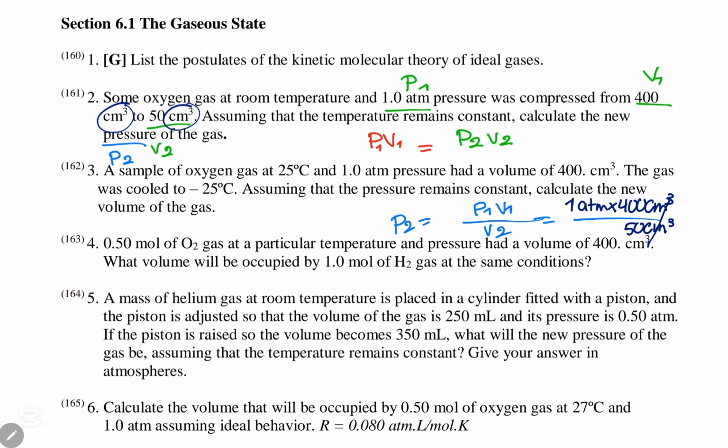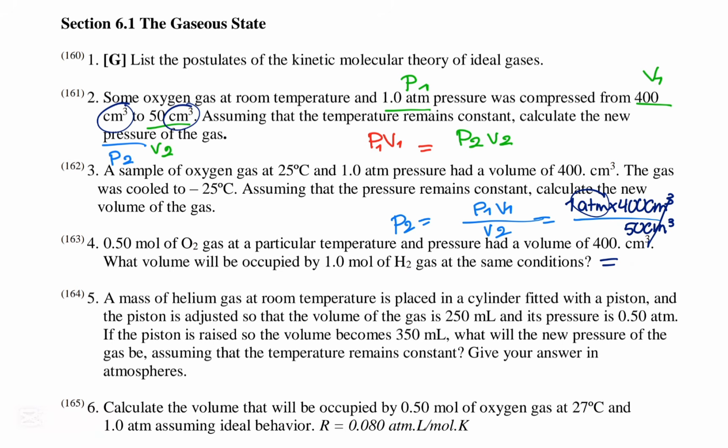So then what would I be left with? I would be left with 8. And what would the unit be? What would the unit that I should have be? It will be 8 atmospheres, but am I doing it to the correct number of significant figures?